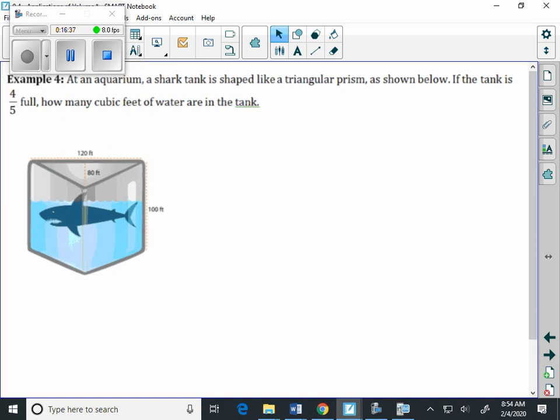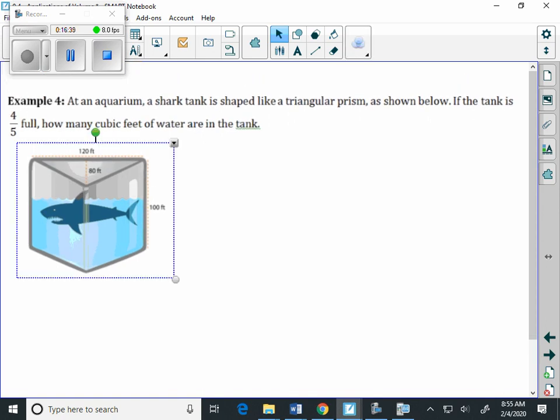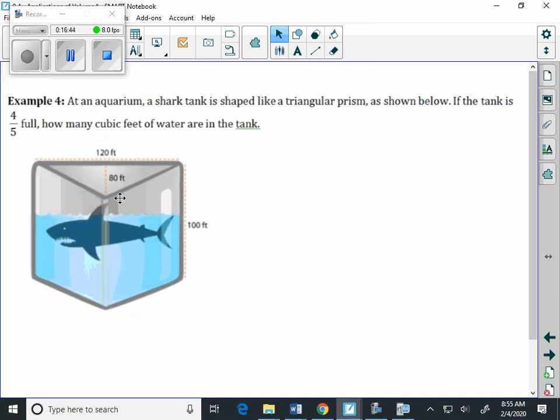At an aquarium, a shark tank is shaped like a triangular prism, as shown below. If the tank is 4/5 full, how many cubic feet of water are in the tank?